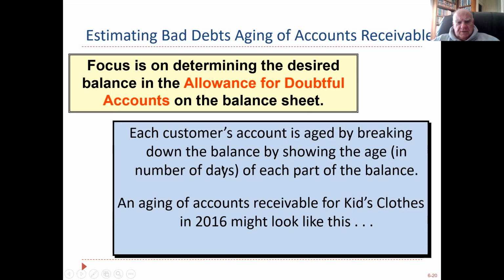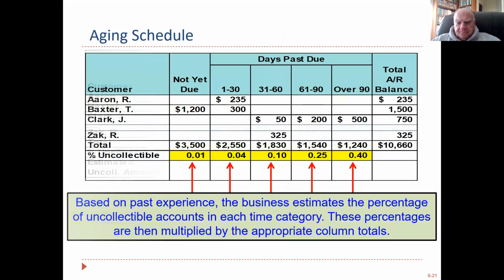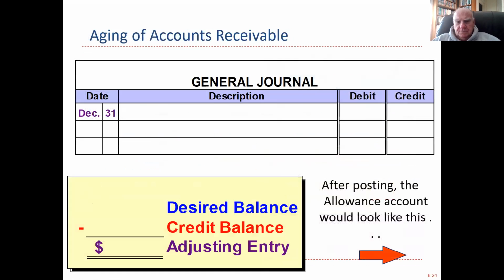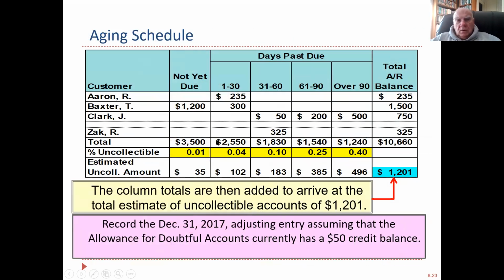And maybe our policy is, if it's in the 1 to 30 days overdue, our experience is we won't collect 1%. 31 to 60, maybe 3%. As the debt gets older and older, it's less likely to be collected. So here, we do care very much what's in the allowance account, because this calculation will give us the number to replace it. And let me see if I can make that clear here. So let's take a look at this. Okay. Take a peek here.